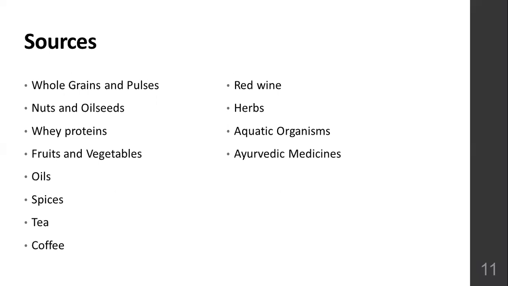Sources of antioxidants. Beta carotene, the best sources are all dark green leafy vegetables, yellow and orange fruits and vegetables like papaya, muskmelon, mango, pumpkin, carrots, and colored capsicums, yellow and red colored capsicums.